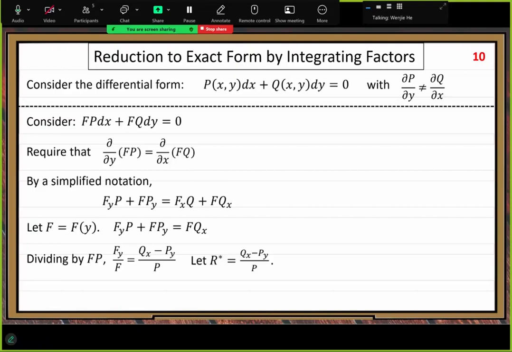That r star function should be a function only relying on y, no x, right? Because the left-hand side is a function only with y involved, no x terms. So it only depends on y, otherwise it fails. So here, at least we can try two possible ways.